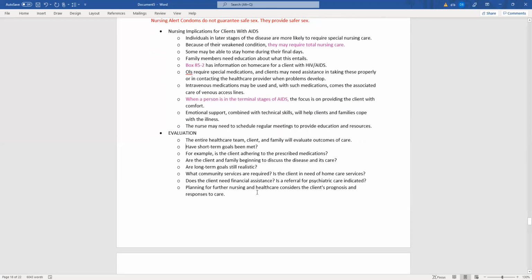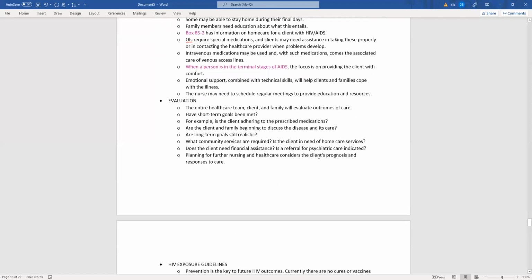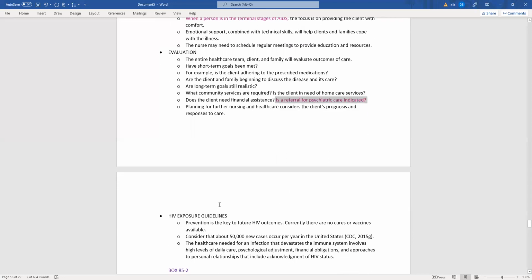Planning for further nursing and healthcare considers the client's prognosis and responses to care. So just know, why would a referral to psychiatric care be needed? Think about the doctor telling you that you have been diagnosed with HIV. You don't think you're going to need a psychiatrist? Well, everybody probably doesn't need a psychiatrist, but if I was told that, I'd say I need one because I'm going to flip out.